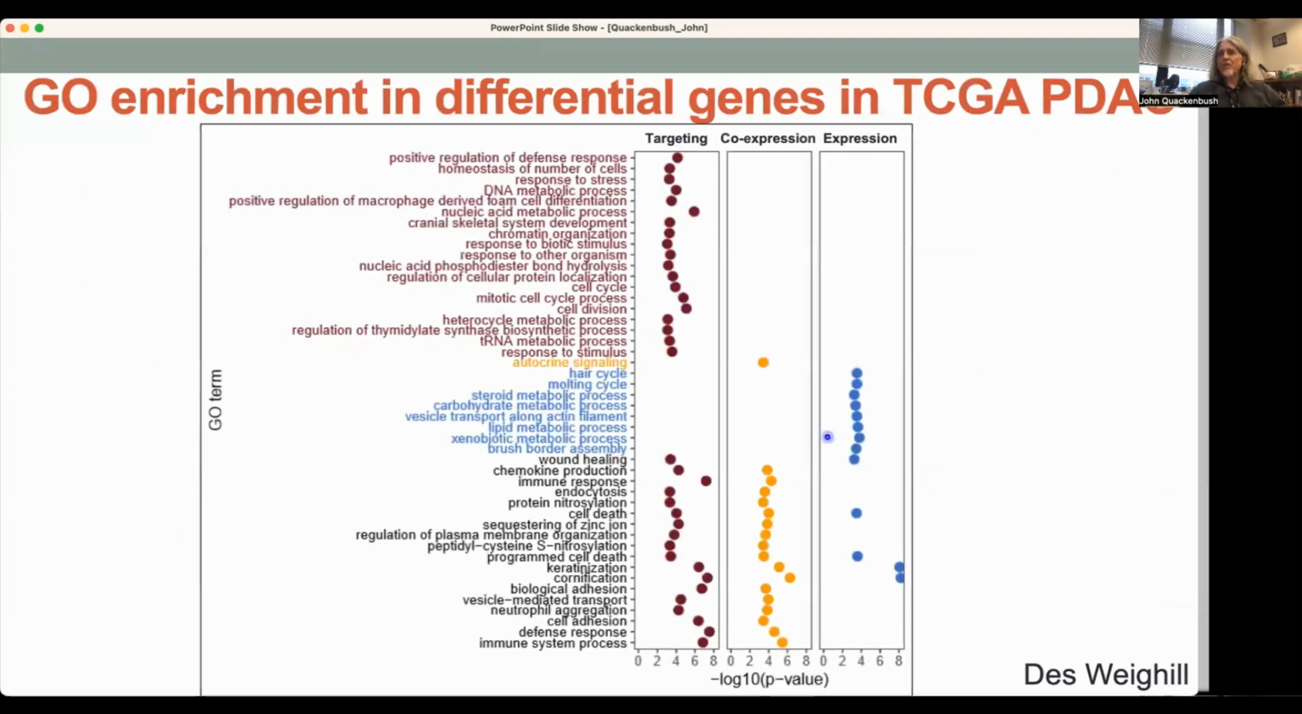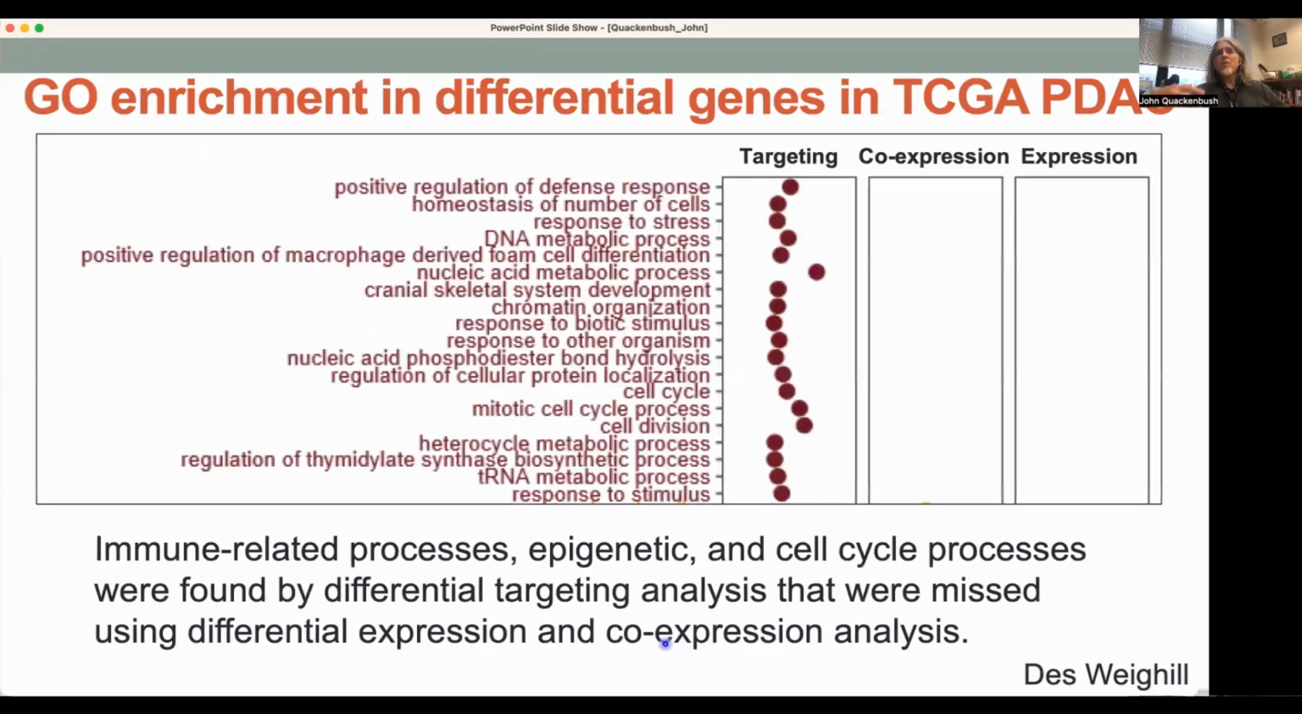It's sort of interesting because if you look at this, the differential expression data is shown in blue. Differential expression found a number of things that no other method found, but those differentially expressed genes really didn't help explain anything about the differences between the two different disease types. Differential co-expression found things that almost completely overlapped with our regulatory network models. And a lot of these are relevant to disease, but in fact, many of the most interesting processes, including immune-related processes, epigenetic modification, and cell cycle processes, were only found by looking at gene regulatory networks and differences in transcription factor targeting.